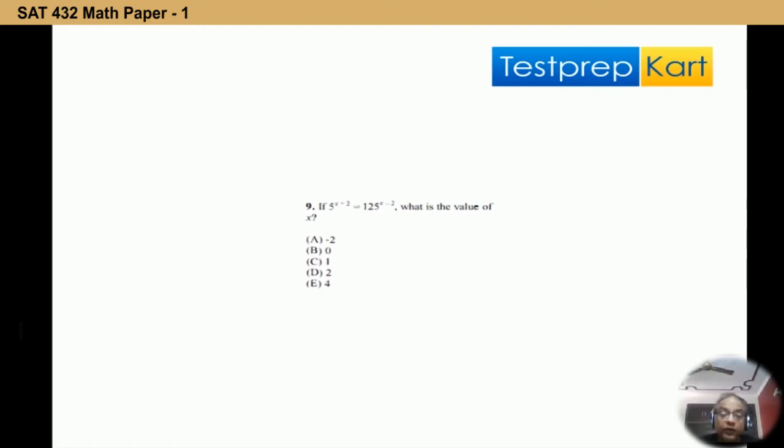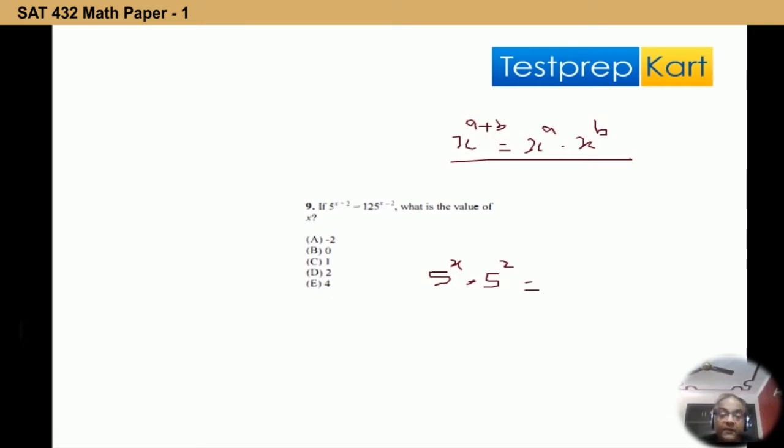Now what is the value of x? 5 raised to the power x plus 2. Now what we can write is that it is 5 raised to the power x into 5 square. Reason is that if you have something like x raised to the power a plus b, then this will be equal to x raised to the power a into x raised to the power b. Using this identity, I can write down 5 to the power x plus 2 as 5 to the power x into 5 square.